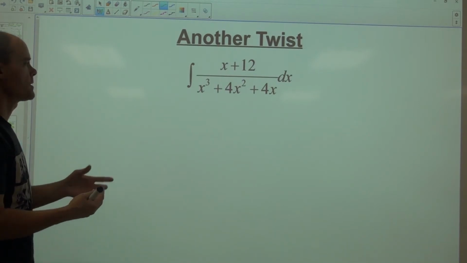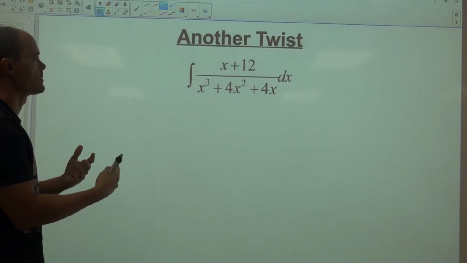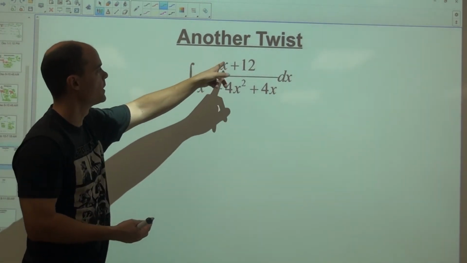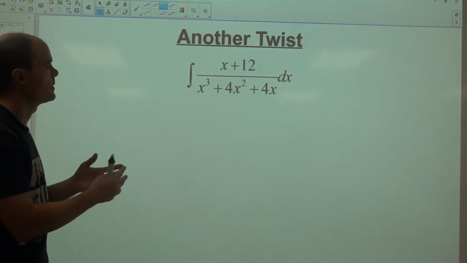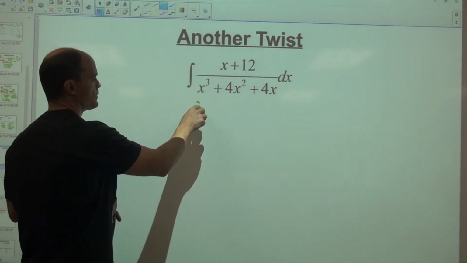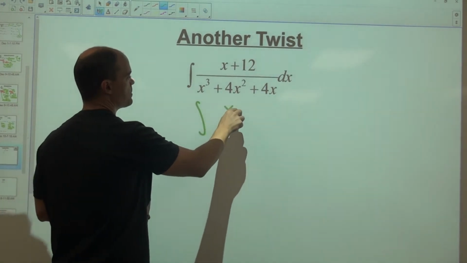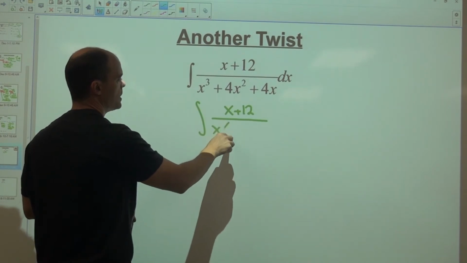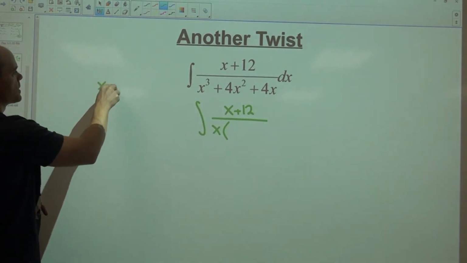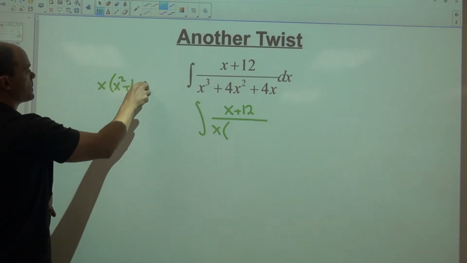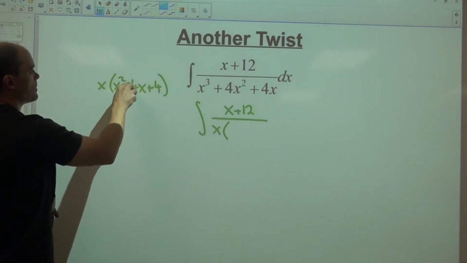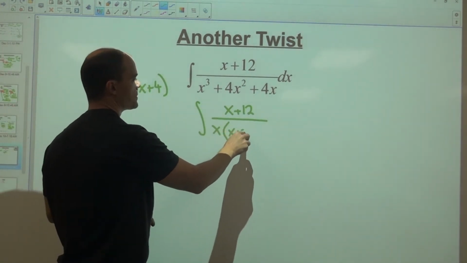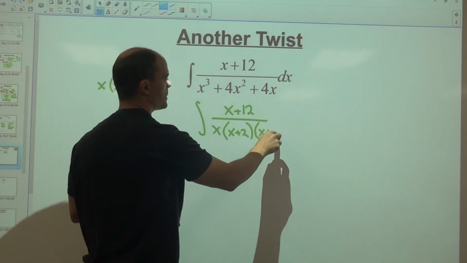So I noticed this and I noticed this factors, so I'm leaning towards partial fraction. I know a u sub's not going to work. The derivative of this would be something squared, and that fails, which is the first thing you should try every time, but it doesn't work. So what does the factored form of this look like? Well, we end up with x plus 12 over, I can take an x out of this, and then I'm going to be left with what? I'll have x times x squared plus 4x plus 4. And now that factors into x plus 2 times x plus 2.